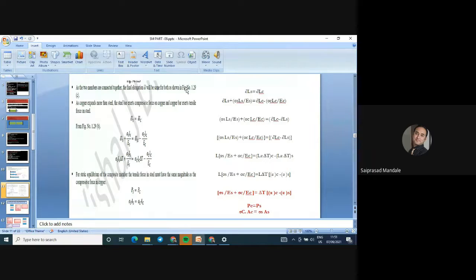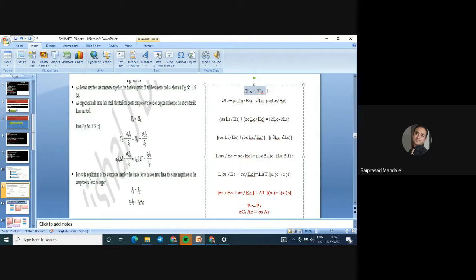Now, in that case, there are two different materials, that is copper and steel. So I am going to write over here delta L of C is equal to delta L of S, because both materials are connected to one another. Now, this is delta C and delta S. That is nothing but the net deformation, but that deformation is caused because of two different forces.